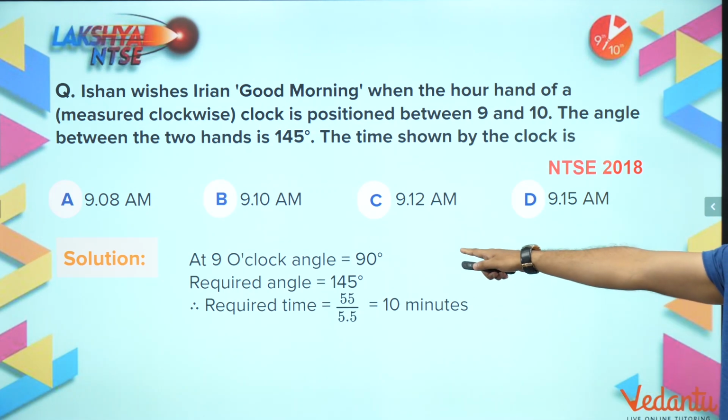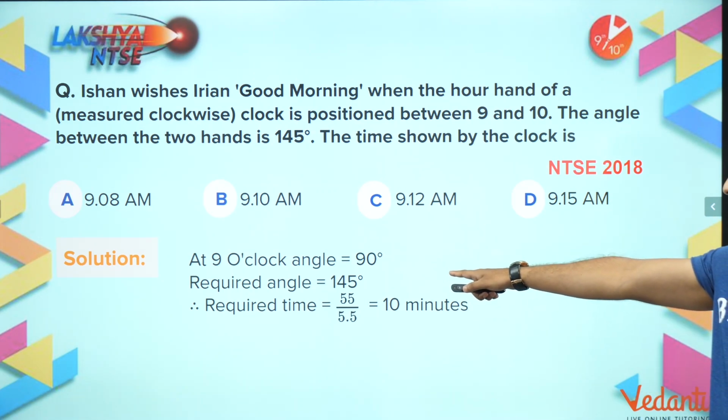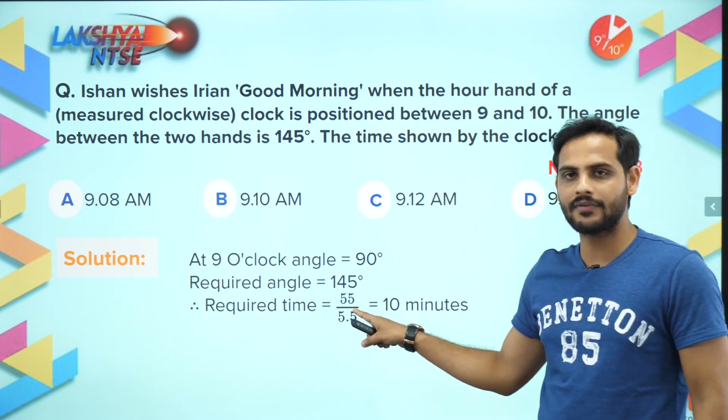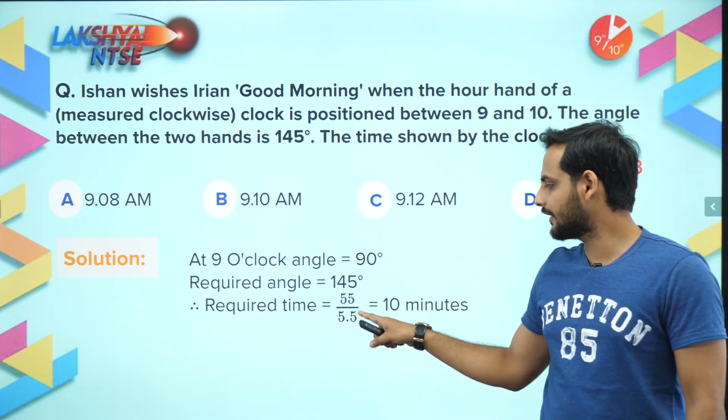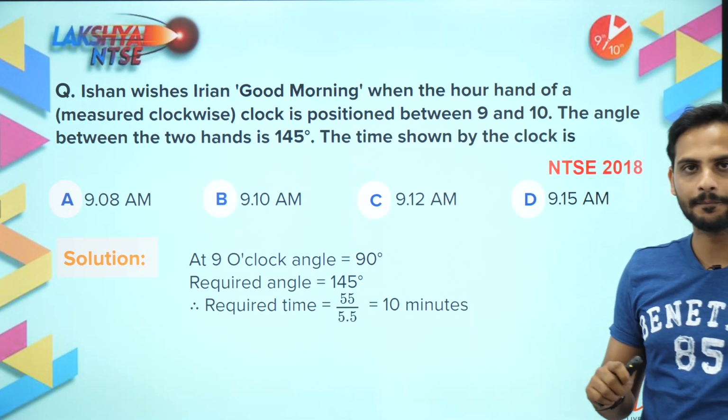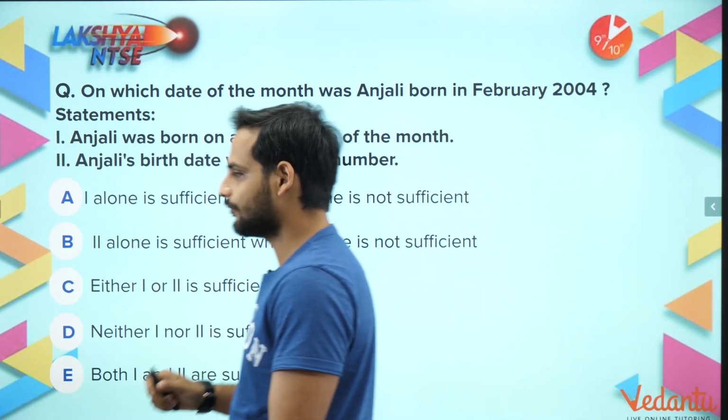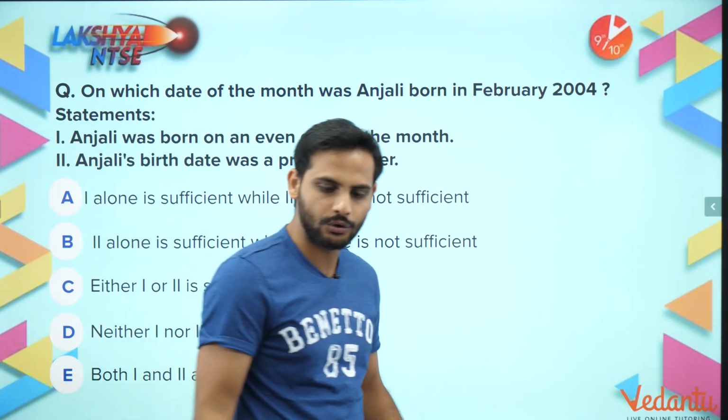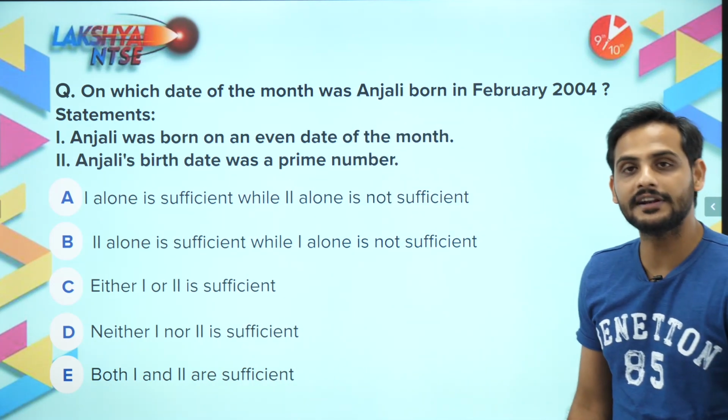At 9 o'clock it is 90 degree, the required angle is 145 degree. So this is the required angle. 55 degree the angle has to be changed. 55 by 5.5 is equal to 10 minutes. Let's move to the next question. So these were the major important questions for the clock part. Now we'll be moving to data sufficiency.